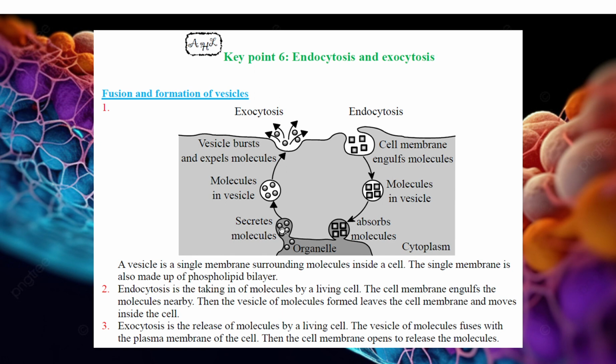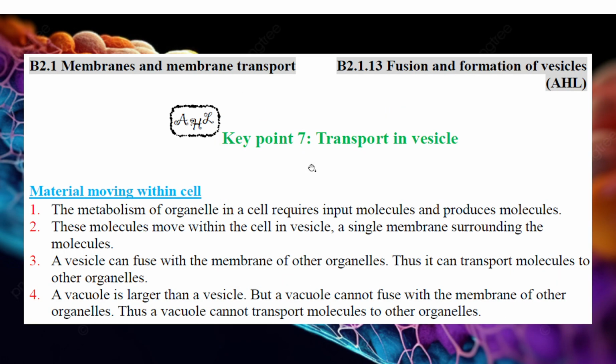And then exocytosis is the opposite. The organelle wants to release some material that it made. So the membrane of the organelle becomes a vesicle, and the vesicle moves around, and then the vesicle fuses with the cell membrane because they have the same bilayer structure, and then bursts out. What's the example? Yeah, it's transport in the vesicle.